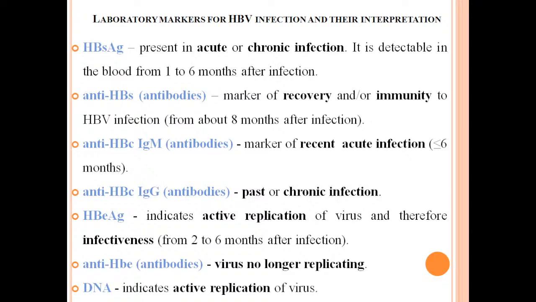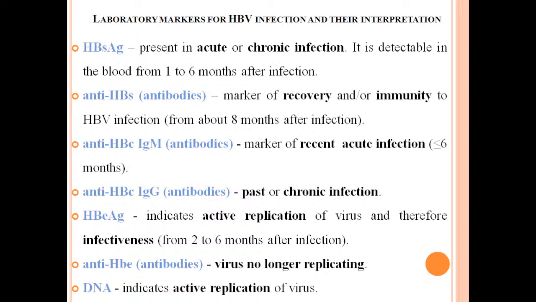Antibodies to HBs antigen, anti-HBs, are a marker of recovery and or immunity to hepatitis B infection. They occur from about 8 months after infection. So they may be detected in a convalescent patient who recovers after infection. Anti-HBc IgM.